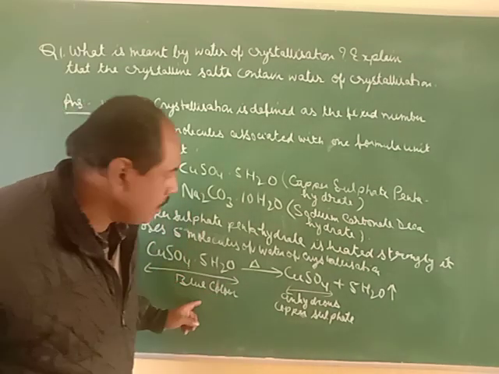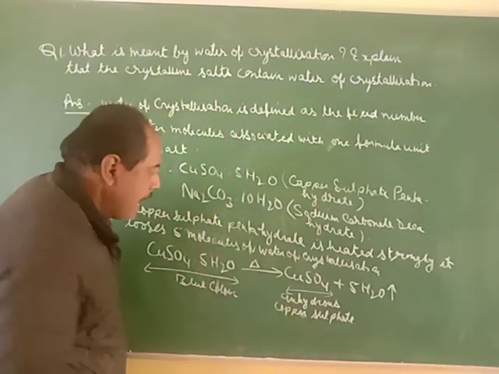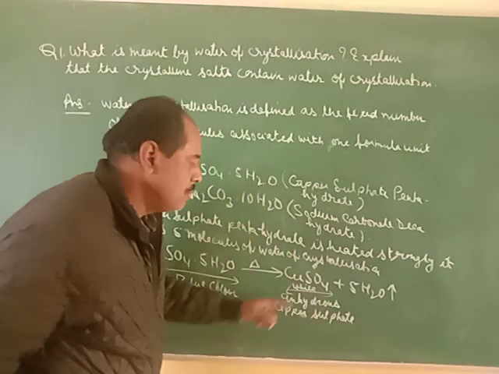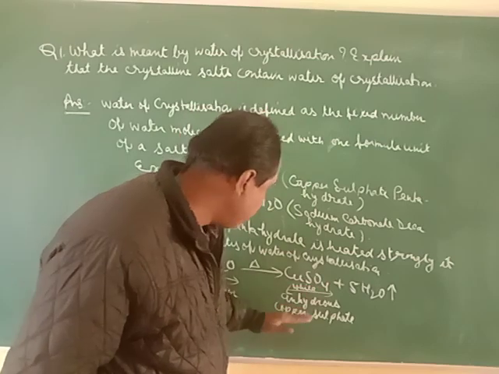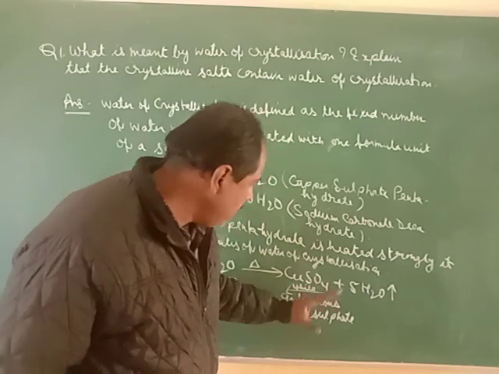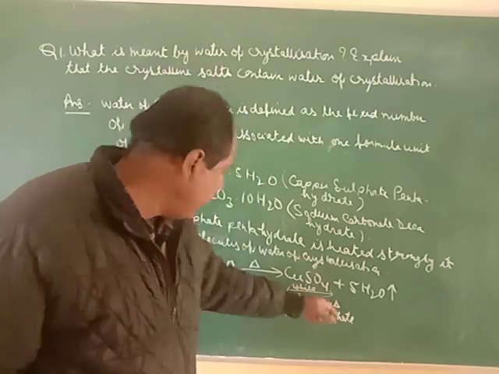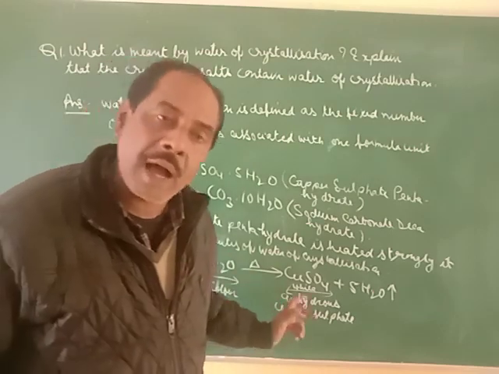This is blue color. And what is the color of copper sulfate? That is anhydrous copper sulfate. Anhydrous copper sulfate is white in color. White in color, that is anhydrous copper sulfate. Now if we add water to this anhydrous copper sulfate, again it changes to blue color copper sulfate pentahydrate.